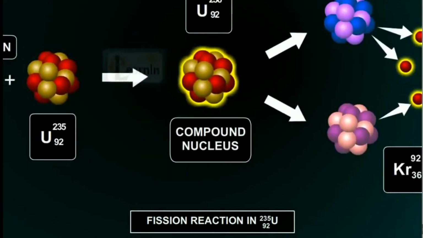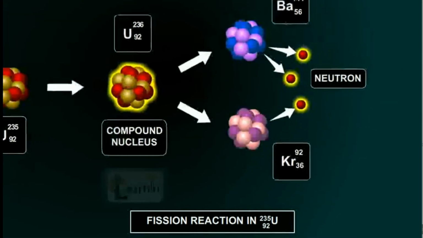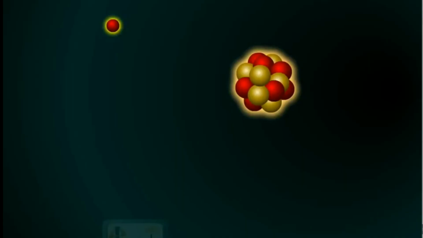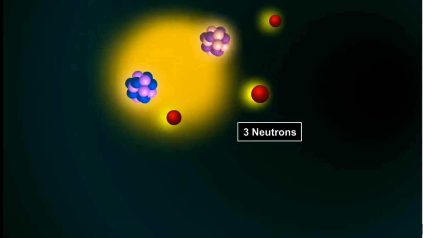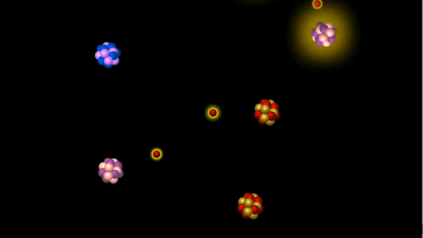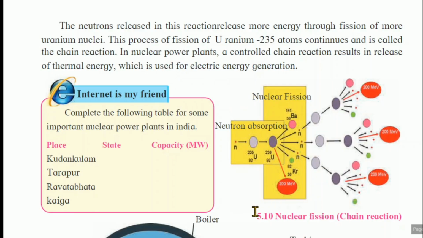Uranium-236 is extremely unstable and converts into atoms of barium and krypton through a process of fission, releasing 3 neutrons and 200 megavolt energy. So this is the chain reaction. In a nuclear power plant, a controlled chain reaction results in the release of thermal energy, which is used for electric energy generation. Students, for proper understanding of this concept, the chain reaction, you have to understand this diagram, nuclear fission chain reaction 5.10.